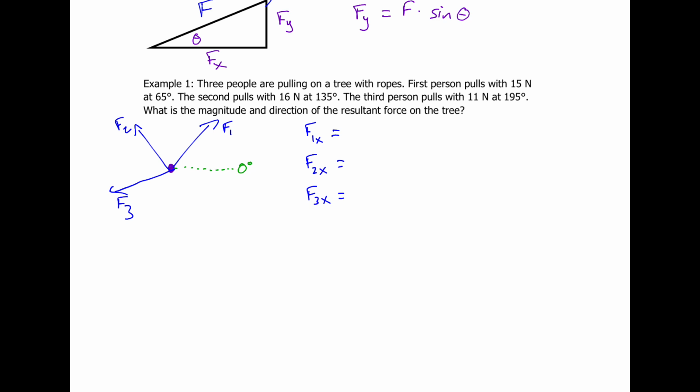So we take the main force and multiply by cosine, because that's our x component. The main force for F1 is 15 newtons, and we take the cosine of 65 degrees. The main force for force 2 is 16 times the cosine of 135 degrees. And then we get, let's put brackets in it, 11 times the cosine of 195 degrees. Wonderful. So getting all these cosines put into your calculator.